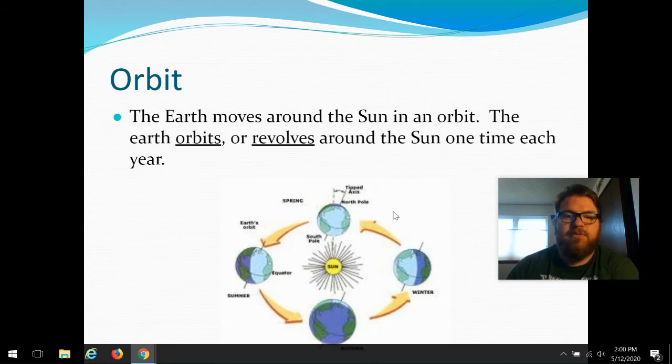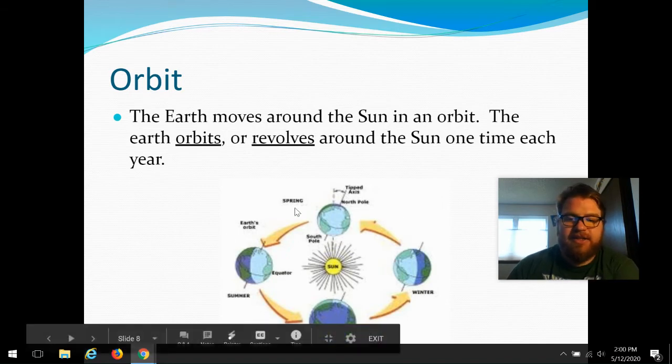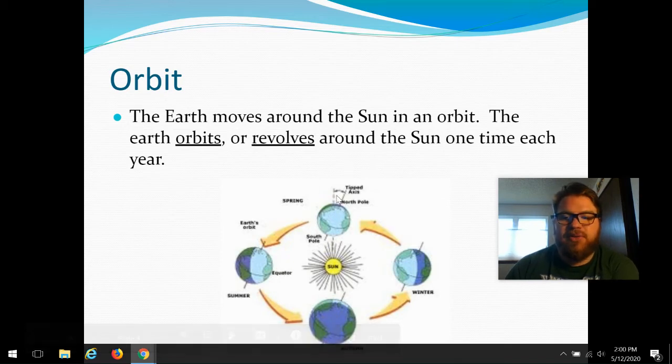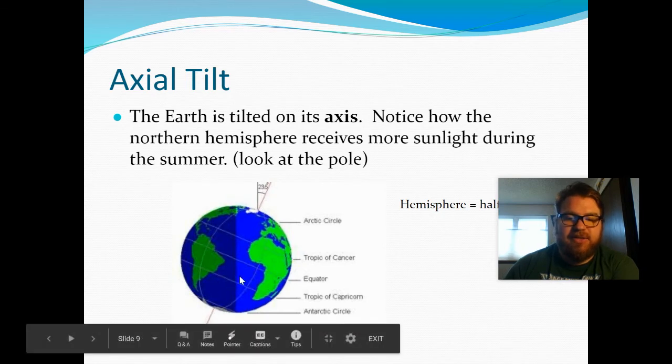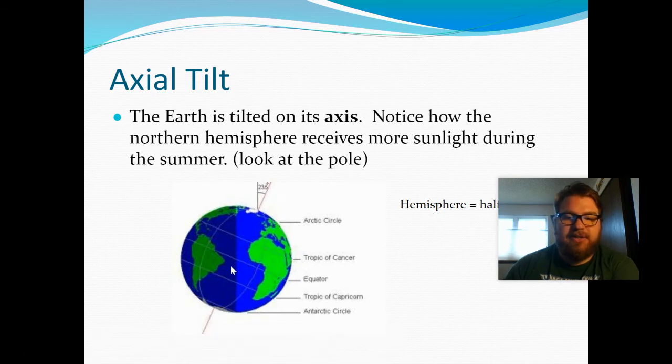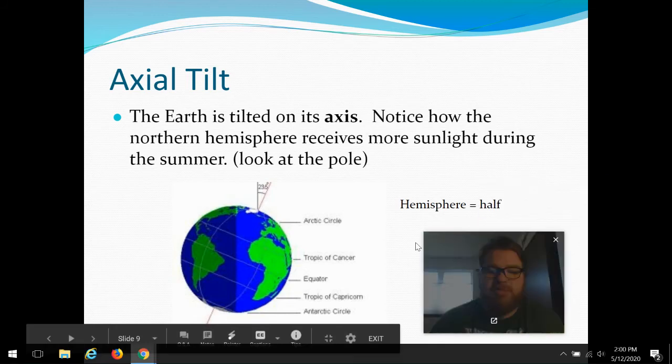So I posted several videos to explain this tilted axis and the orbit around. You're going to use those videos to add to your evidence. So this axial tilt, this is the important part for our tilted Earths to know. This is actually about how many degrees it's tilted, about 23.5.